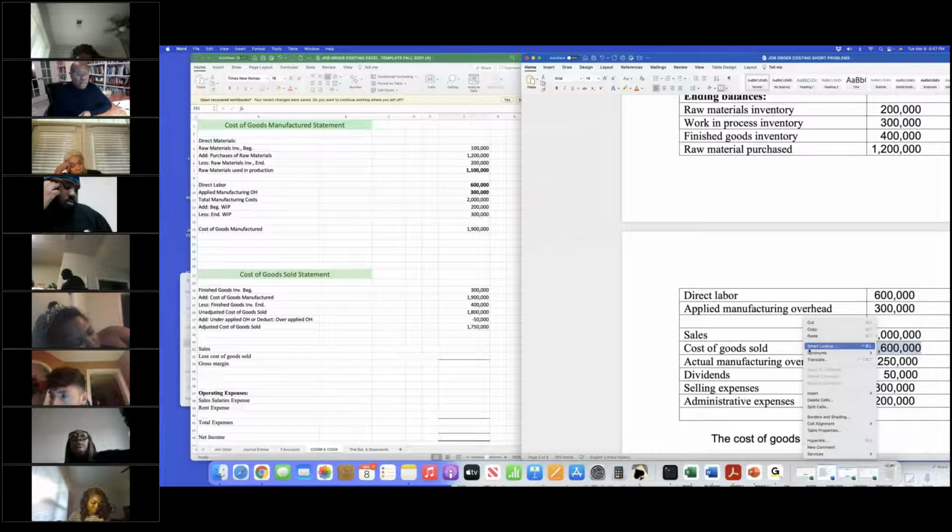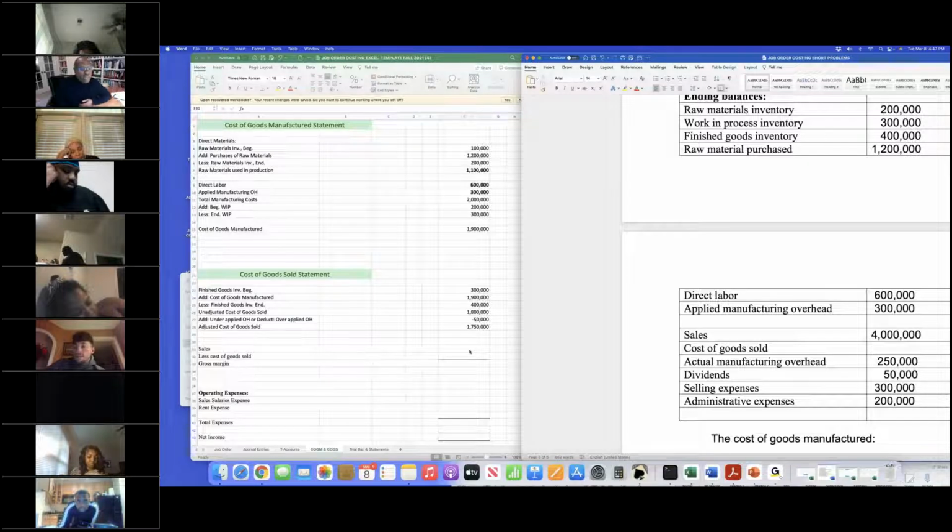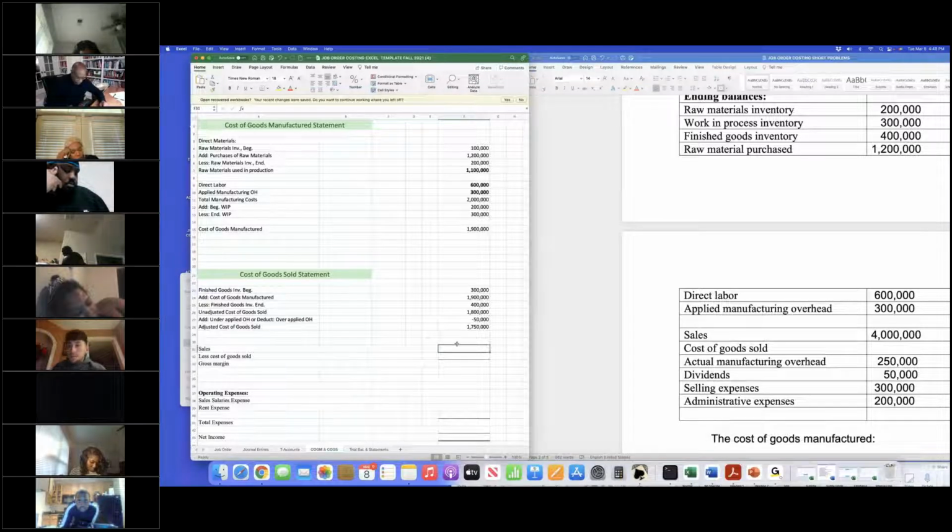If we were doing the income statement, we come in here and put the sales. And the sales were how much? 4 million, right? We've got this cost of goods sold of 1,750,000. So we just simply bring that down from up here, this 1,750,000, that's cost of goods sold.